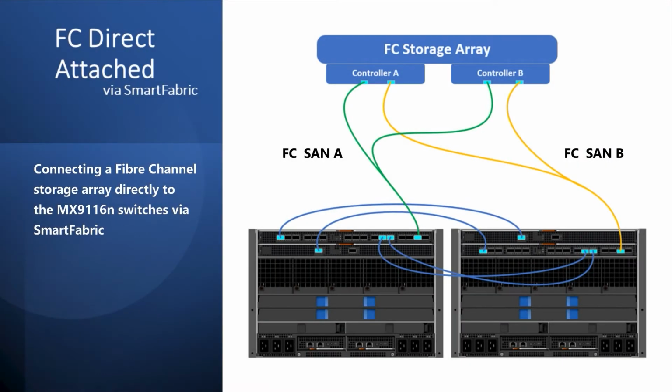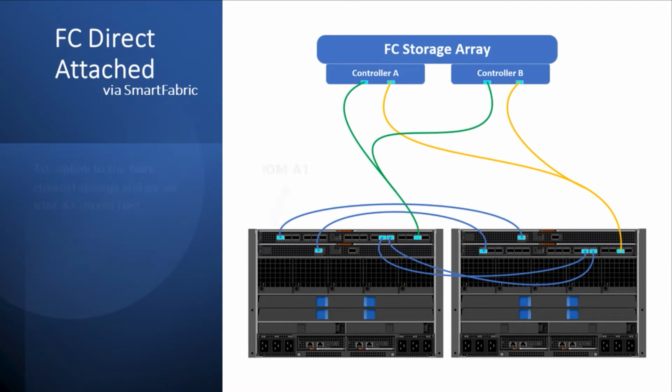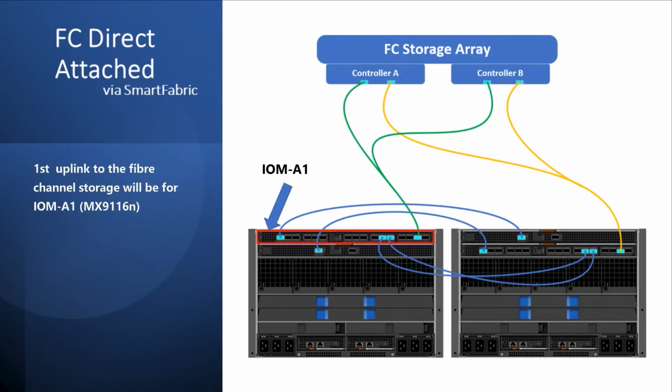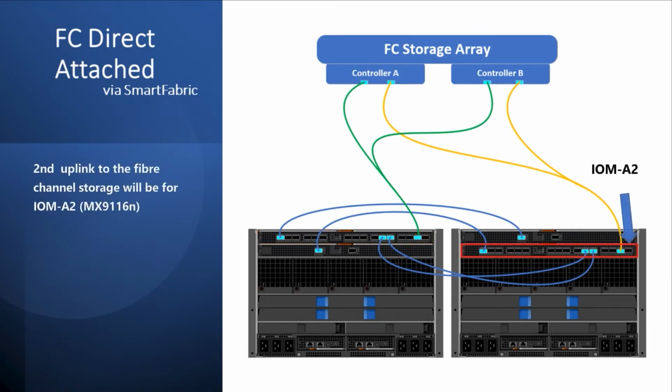In this video, we'll cover how to connect a Fibre Channel storage array directly to the MX9116N switches via SmartFabric. To do this, we will create Fibre Channel direct attached uplinks, which will configure the MX9116N switches to operate in F port mode. The first uplink we're going to configure is between the Fibre Channel storage and IOM A1. We will assign IOM A1 interfaces fc1/1/43/2, fc1/1/43/3, and we'll assign a tagged network, using VLAN 30. The second uplink to the Fibre Channel storage will be for IOM A2.